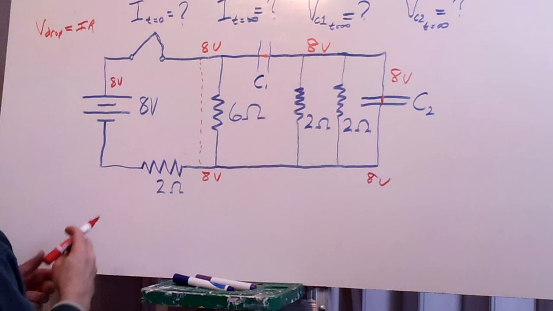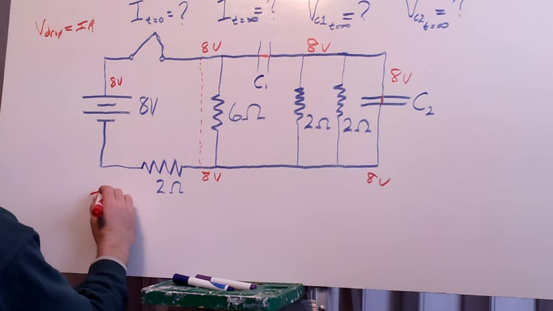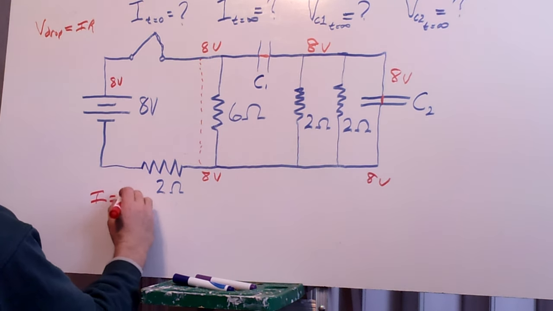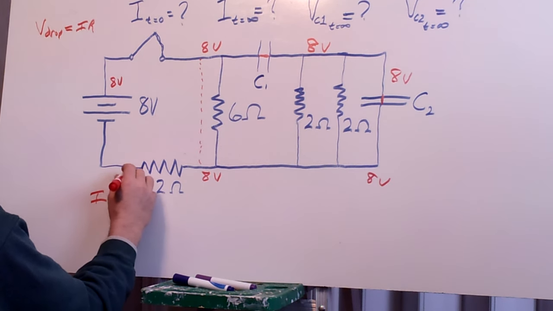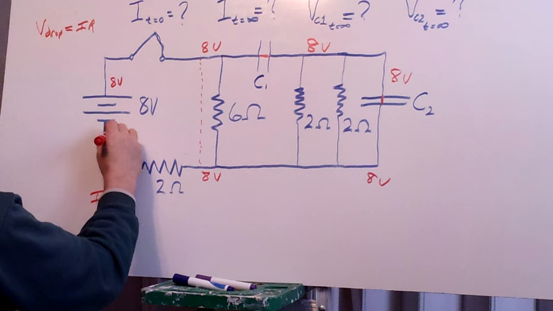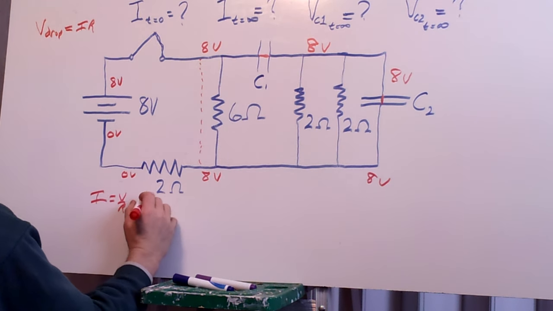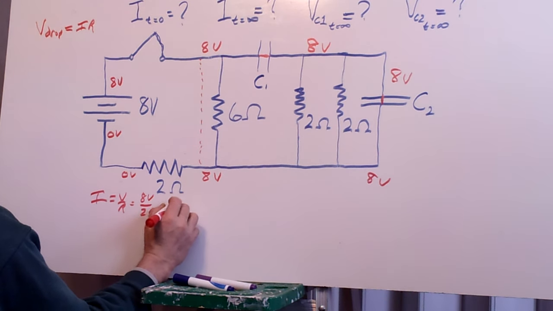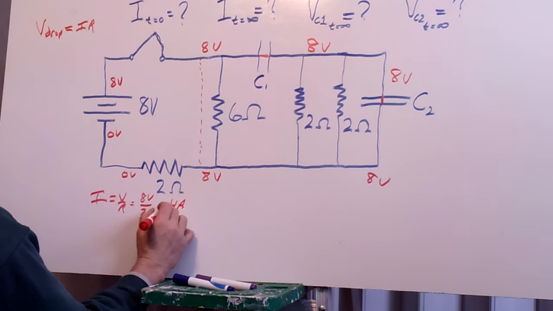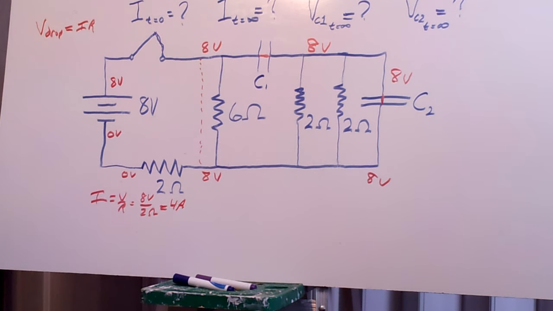So the net result is that our current is going to be given by V over R. And in this case, we have 8 volts here, 0 volts here. And so the net result is 8 volts divided by 2 ohms, and therefore we get 4 amps as soon as we close the switch.